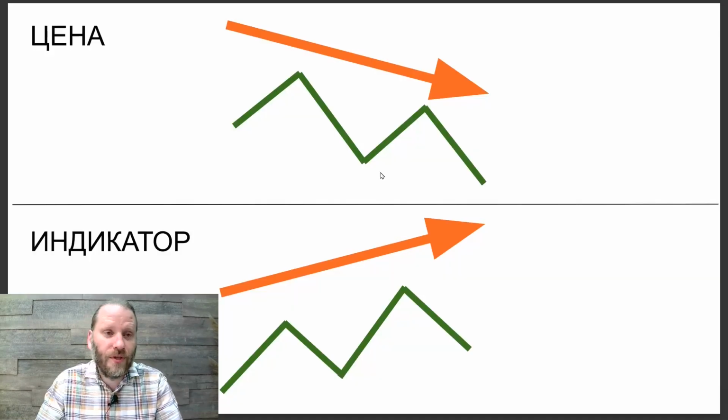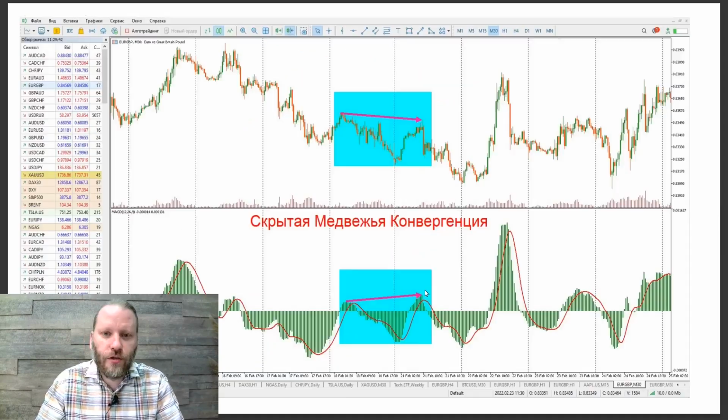They are also divided into three types, but I did not draw all three types. I think you have understood the scheme approximately. Now we will look at the examples only of hidden divergence and hidden convergence. Let's look at the diagram.